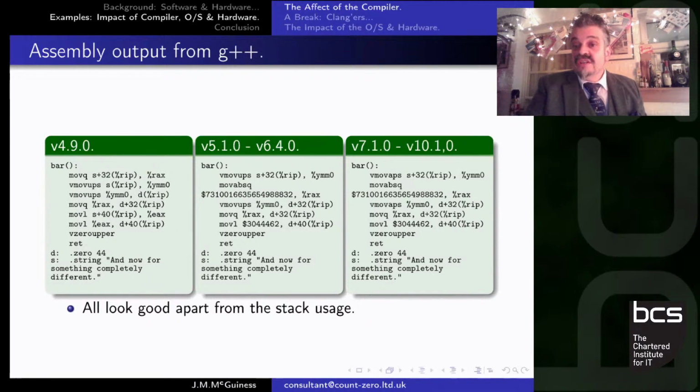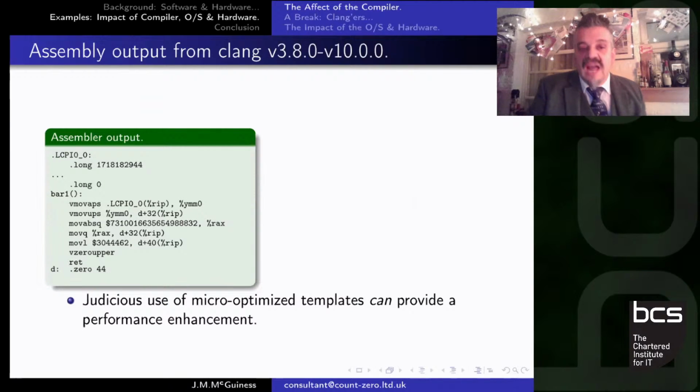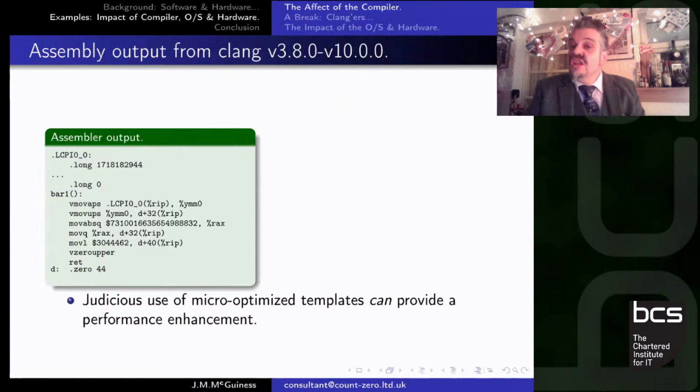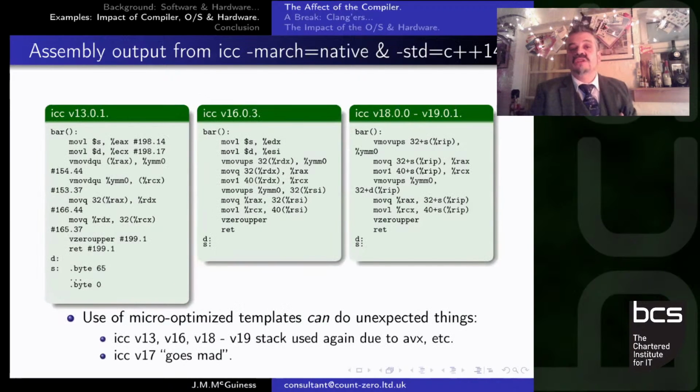What we can see is, remember the mem copy I had before? What's happening here is we're always using the stack. But we can see that my AVX instructions are being issued, and also that scheduling is occurring across the various versions, which is good. Clang has a very stable output, unlike GCC. So judicious use of micro-optimized templates could provide a performance enhancement. In ICC, likewise, we can see the stack is still used, and it also, like GCC, seems to have very unstable output.